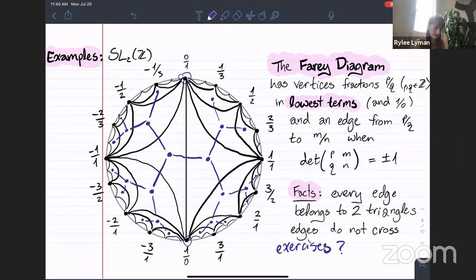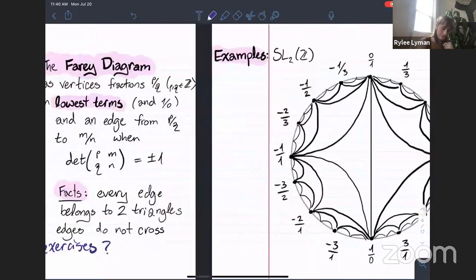I should keep going forever, but I don't have enough time. Awesome. So that's our second example of a tree. How does SL2Z act on this tree?